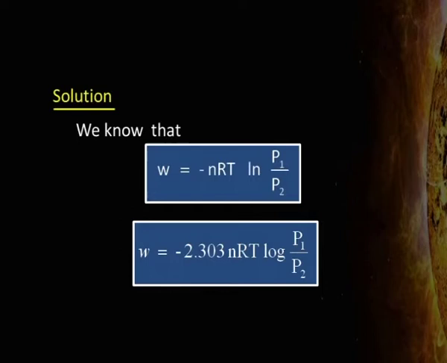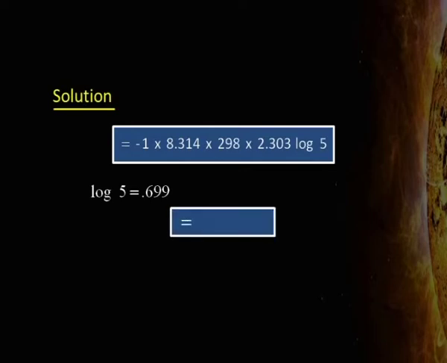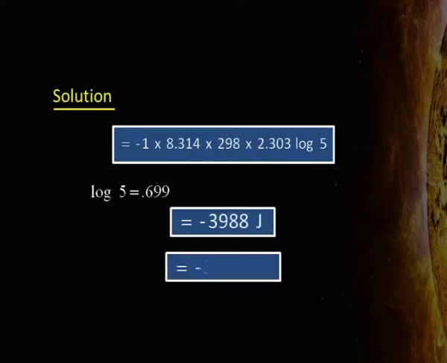Therefore, putting all the values in the expression, we will have W equal to minus 1 multiplied by 8.314 multiplied by 298 multiplied by 2.303 into log 5. As you know that log 5 is equal to 0.699, hence putting the value of log 5, we will get W equal to minus 3988 joules or minus 3.988 kilojoules.